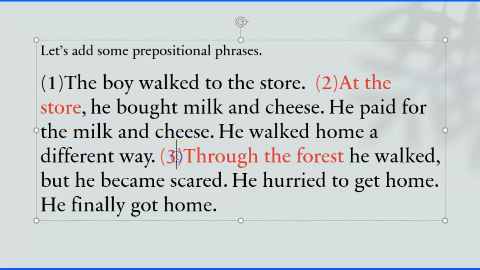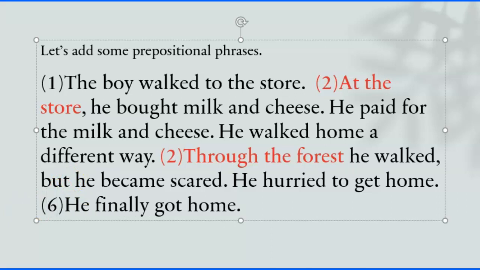Then I had to change these completely. Through the forest he walked, but he became scared. Through is a preposition. So I'm highlighting that he walked through the forest, but remember he became a little nervous when he did that. He hurried to get home. He finally got home, and I pointed out that this could be a very short sentence. So we could put the number 6 in front of that.